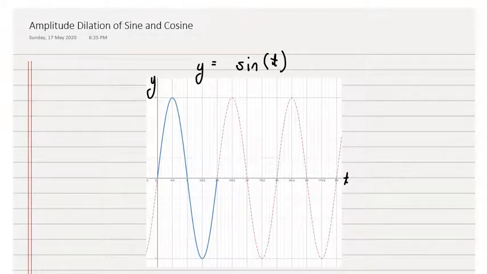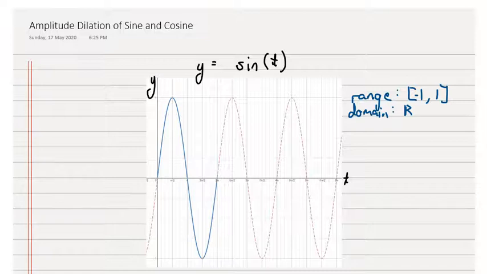And looking at the features of this graph, we can see that the range for this function could be written as -1 all the way up to 1, and the domain for this function is all real numbers.